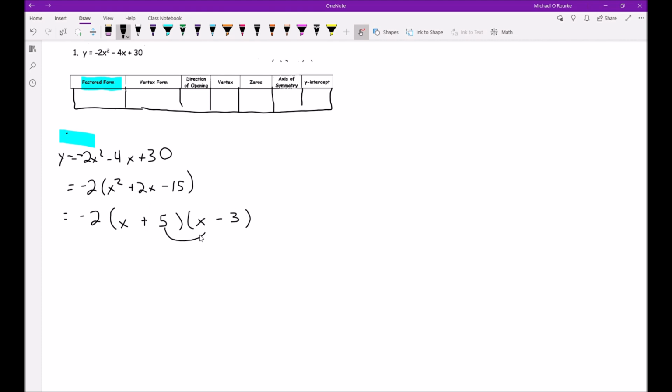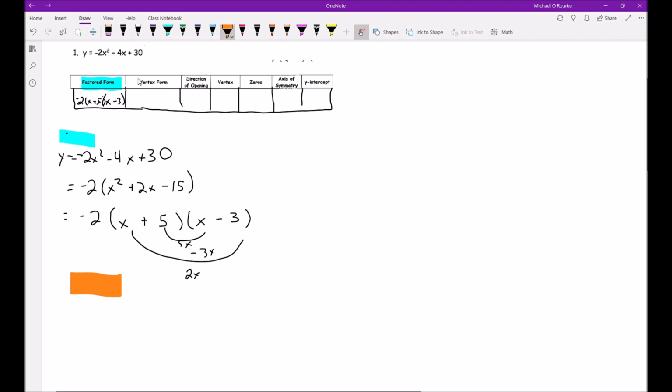And we could check it here. 5x, negative 3x, and those equal 2x. And these two equal each other. So we're good. So we're done this one. So this is it in factored form. Now, you would write it a lot nicer than I'm trying to right now. Okay. So that's done. Now, let's go to vertex form.